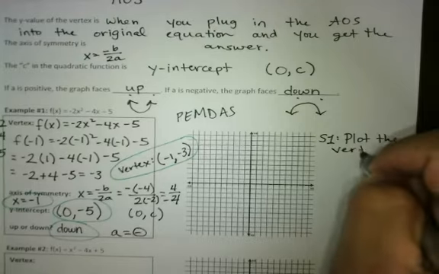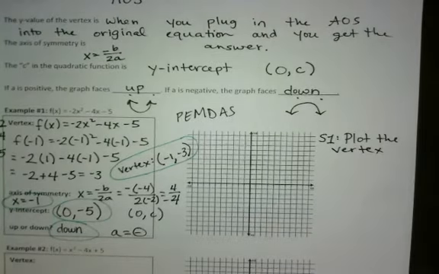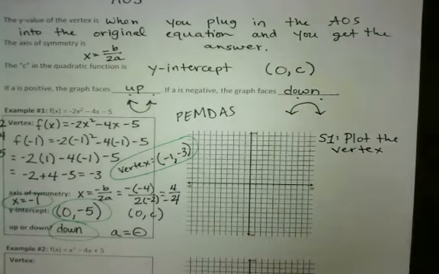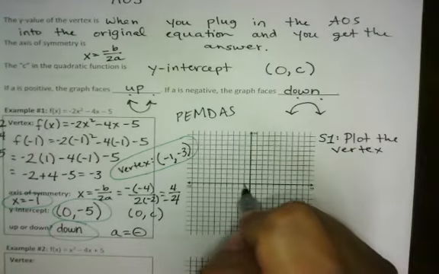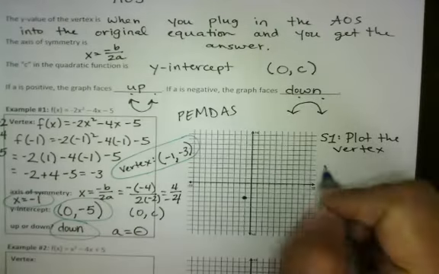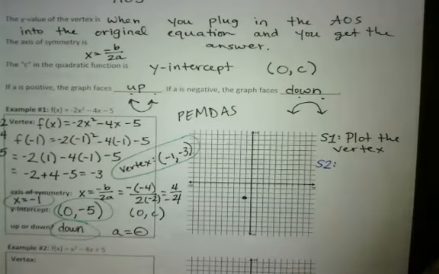Okay, so let's start graphing. This one I am going to write each of the steps. So step 1, you're going to plot the vertex. So the first thing we're going to do is plot the vertex. Our vertex is at -1, -3. So we're going to plug that in: -1, 1, 2, 3. So there's our vertex.